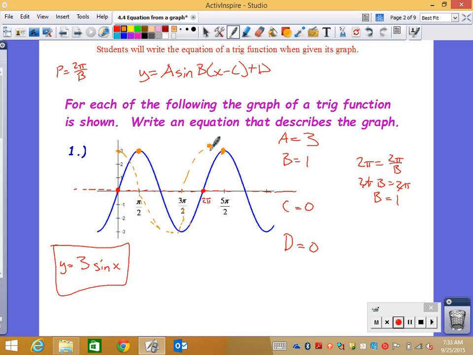This is my original cosine function without a phase shift. And how far did I phase shift it to the right? I phase shifted it pi over 2. So you could potentially also say that c is pi over 2 if you're writing a cosine function. So in that case, what would it be? It'd be y is equal to, my amplitude's still 3, cosine, my b value is 1, and my c value is x, so x minus pi over 2.